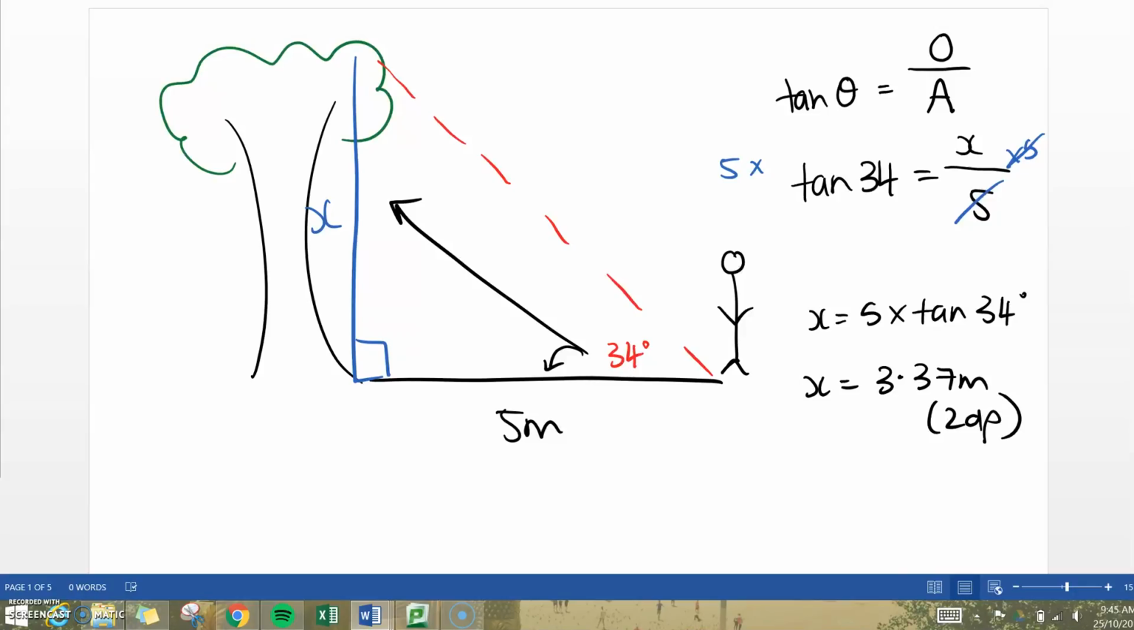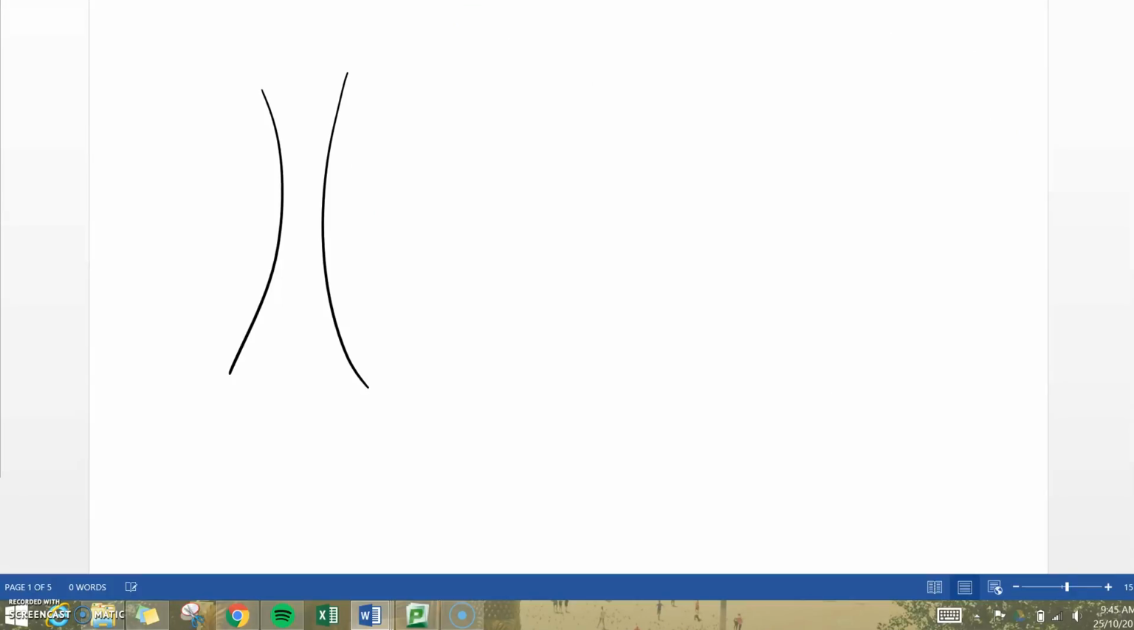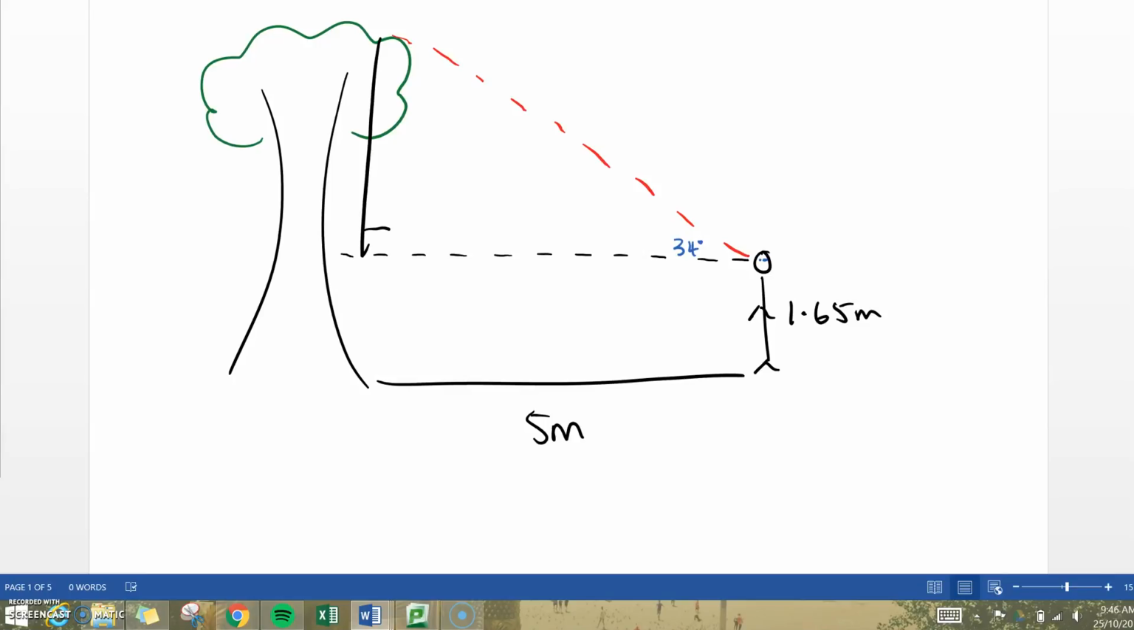But I did not take into account in this scenario how tall I am. I started the angle of elevation at my feet, which is not where my eyes are. So let's say, for example, I know that I'm 1.65 meters tall. I'm going to draw a new diagram. So again, here's my tree. Okay, I'm still 5 meters away. I am 1.65 meters tall. I look up to the top of the tree, and that angle of elevation is still 34 degrees. There's my eyes. Okay, but my line of sight doesn't start at my feet, it starts at my eyes. So here is my right-angled triangle this time.